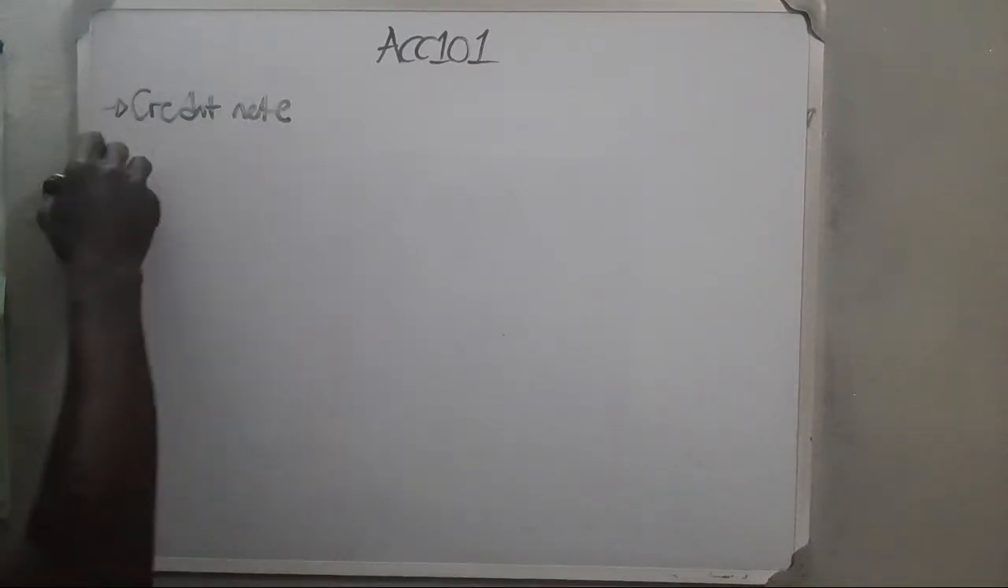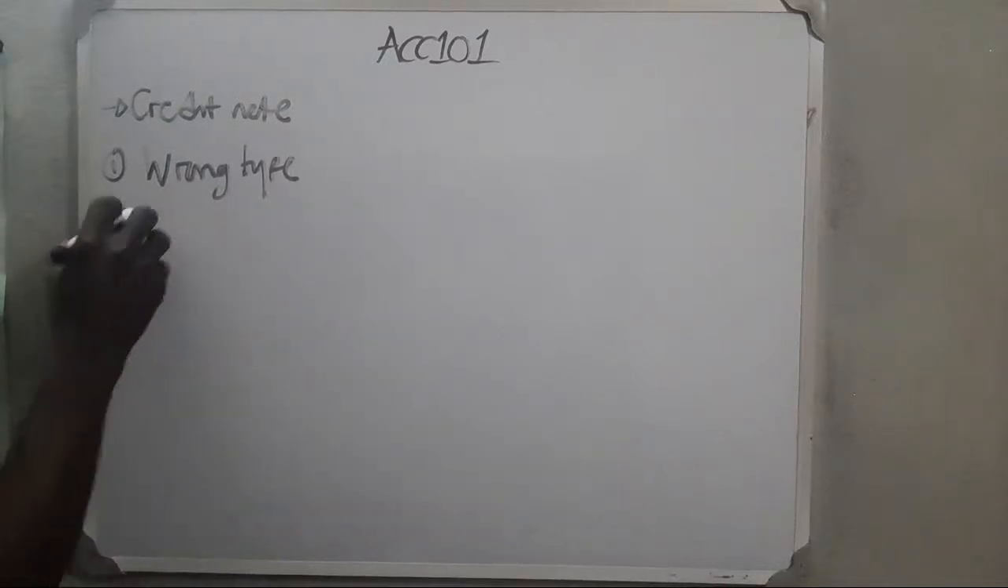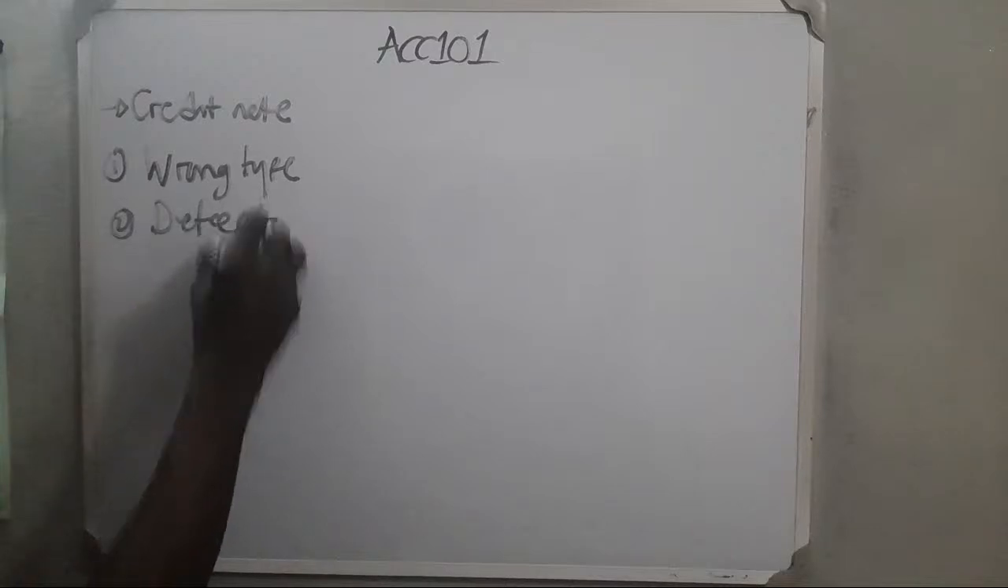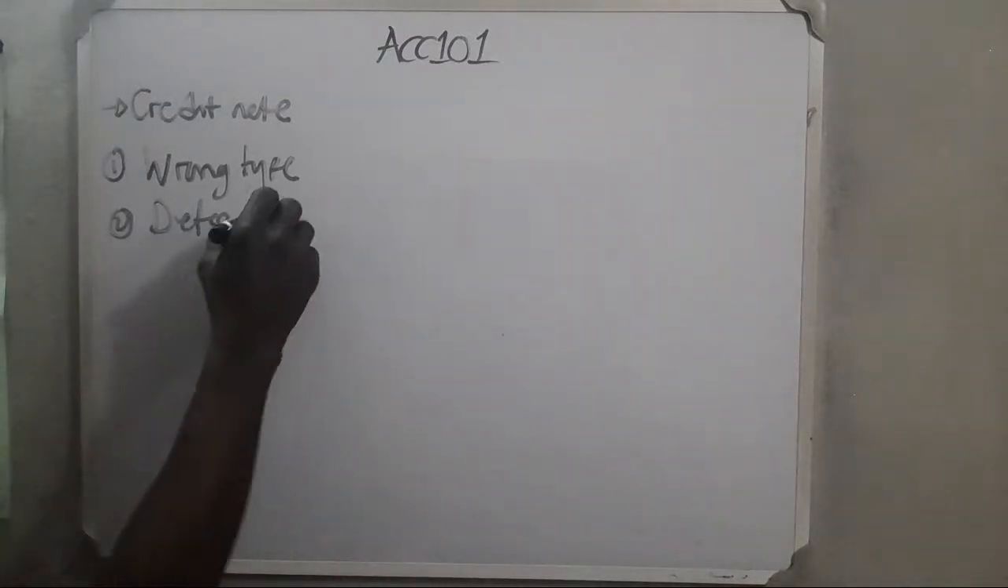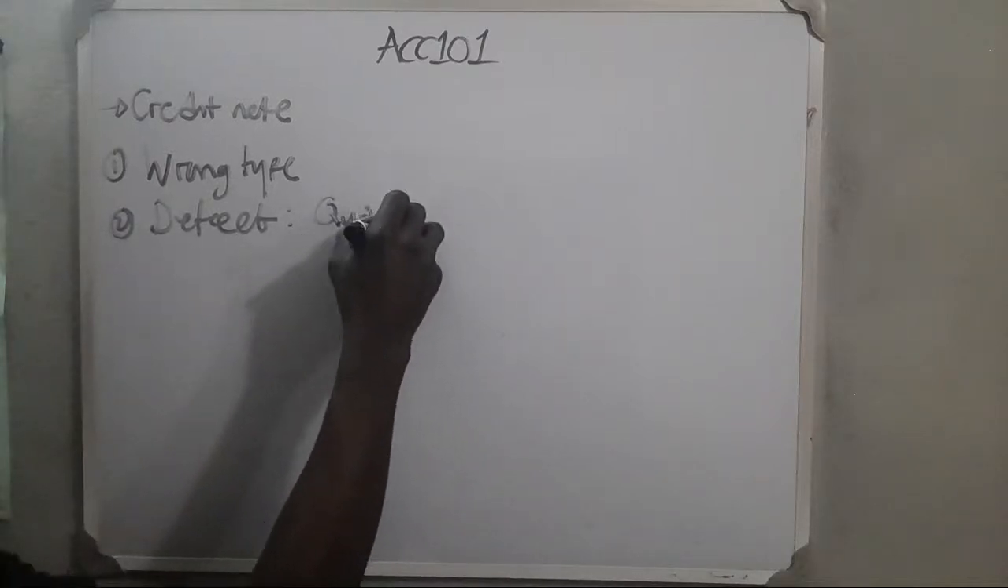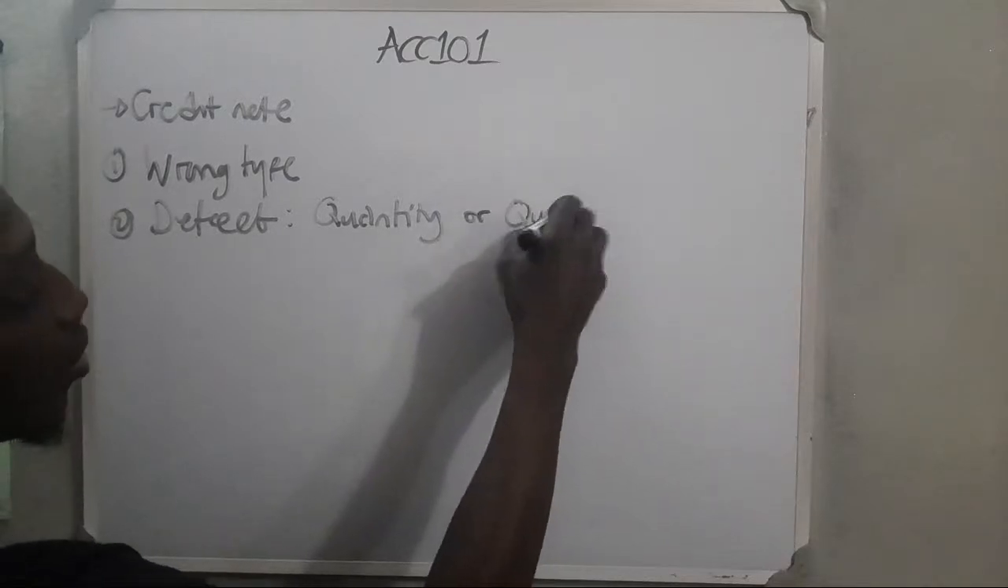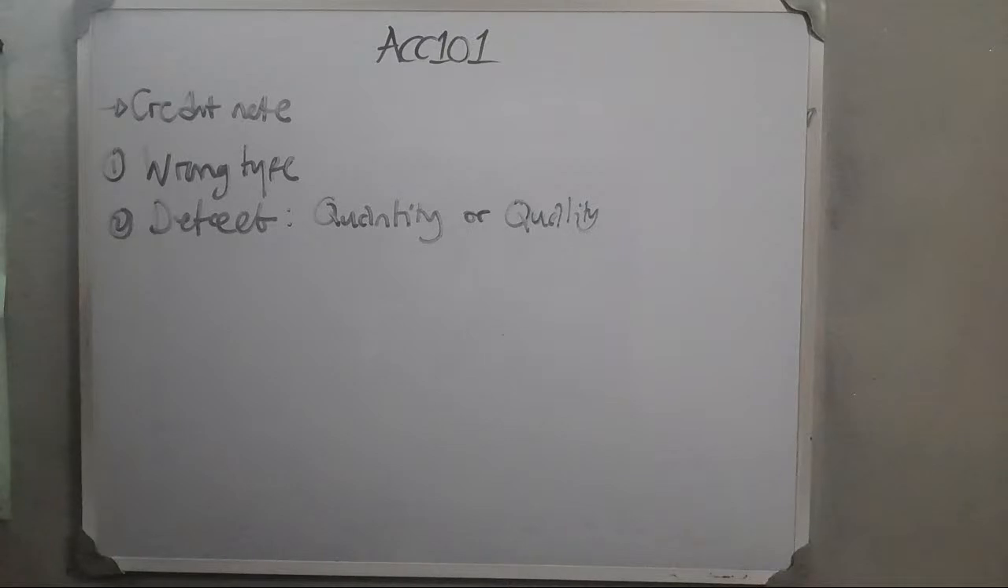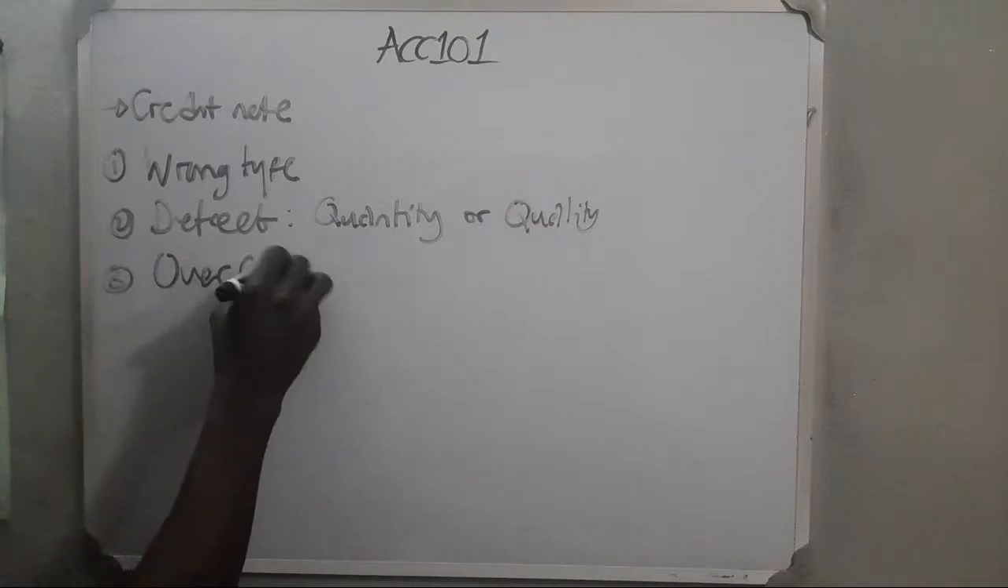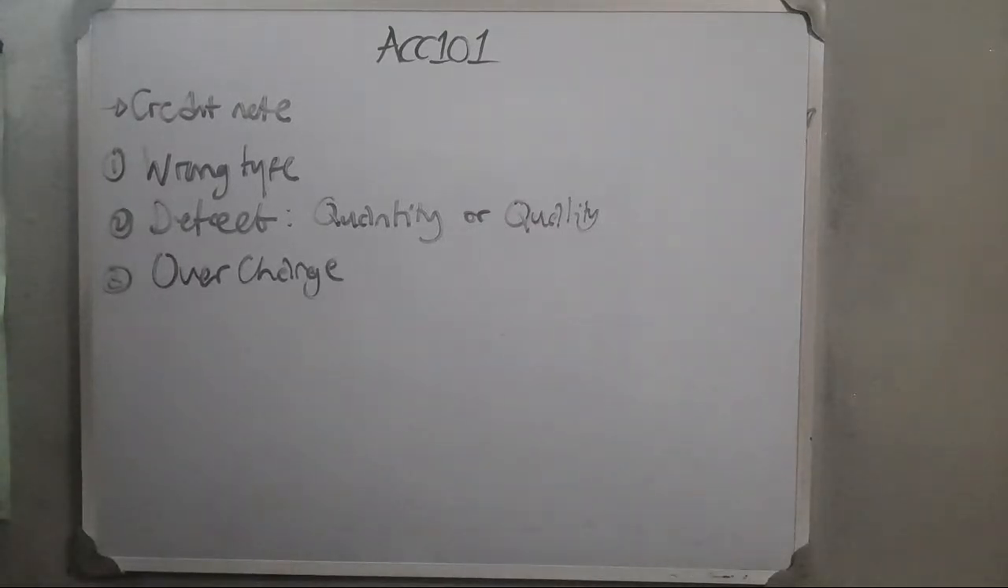Credit notes. One, the products were the wrong type. In case of defects, either in quantity or quality. And it could be a case of overcharge. So we have that and that.